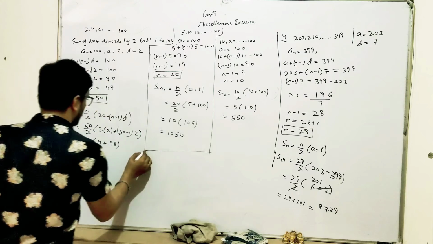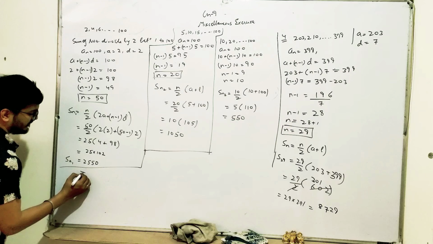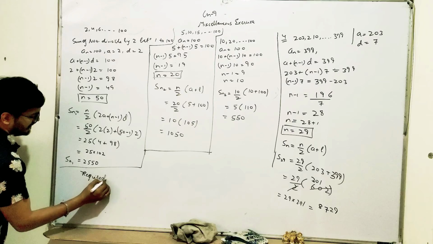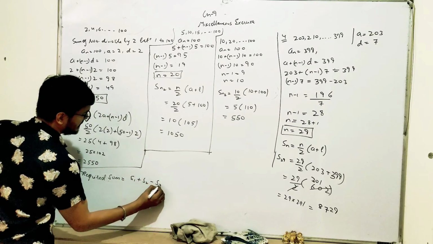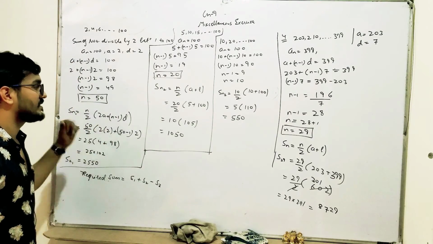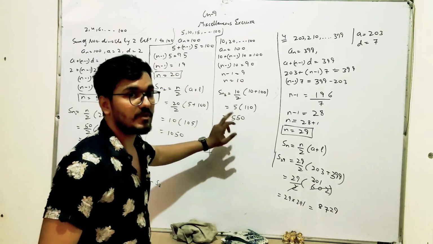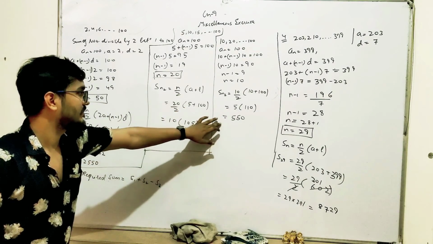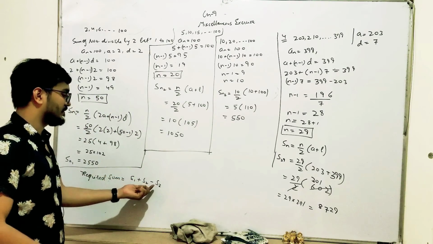Now what we have to find out? The resultant or required sum is equal to S1 plus S2 minus S3, because this is the sum of numbers which are divisible by 2, this is the sum of numbers which are divisible by 5, and this is the sum of numbers which are divisible by both 2 and 5. But here we have included the numbers divisible by both twice: the number is already included in this term and in this term. So subtract this just once.